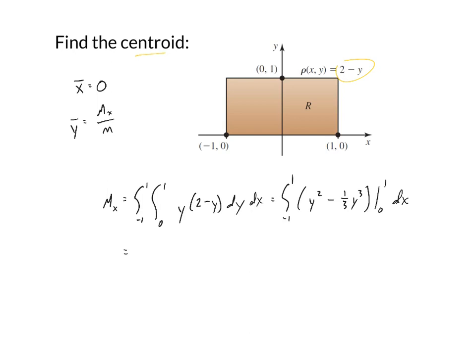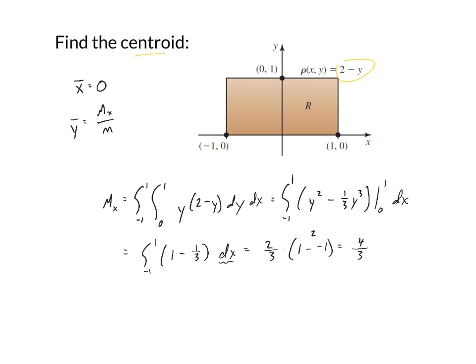And then what do we end up with here? -1 to 1. Top bound is 1, so I have 1 minus 1/3. Bottom bound is definitely 0 dx. And 1 minus 1/3 is 2/3 times, now I'm going to take my antiderivative in terms of x, which would be x, evaluated at 1 minus -1. That simplifies to 2. 2 times 2/3 is 4/3.